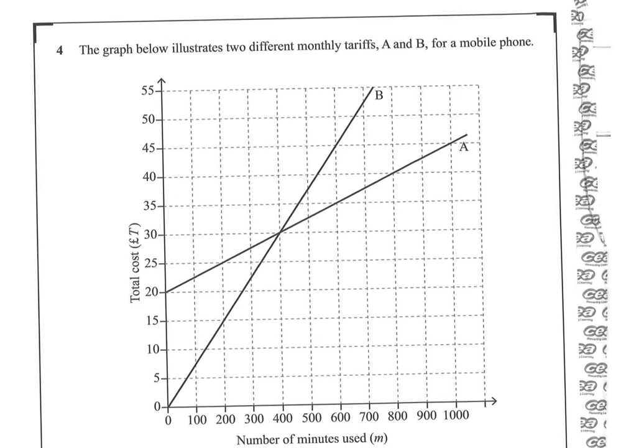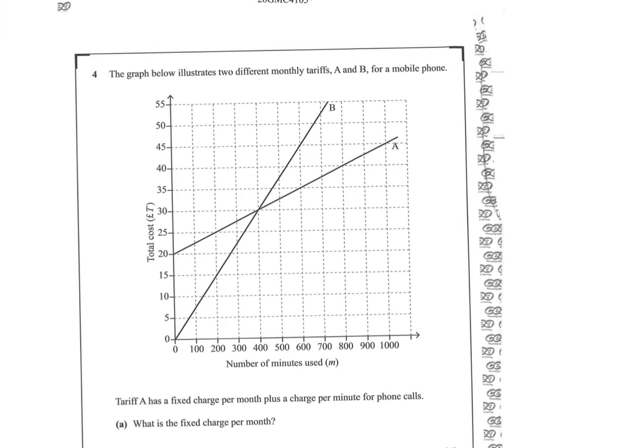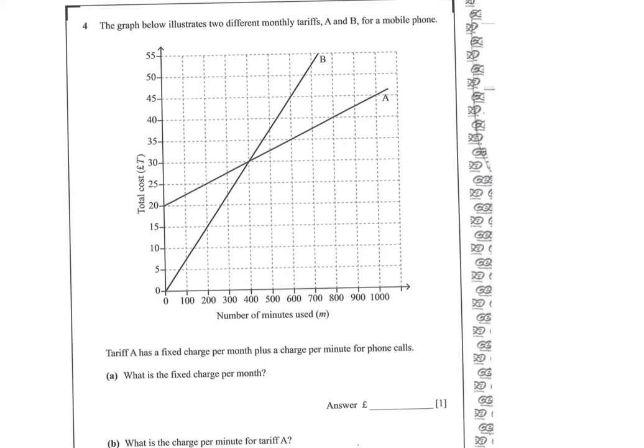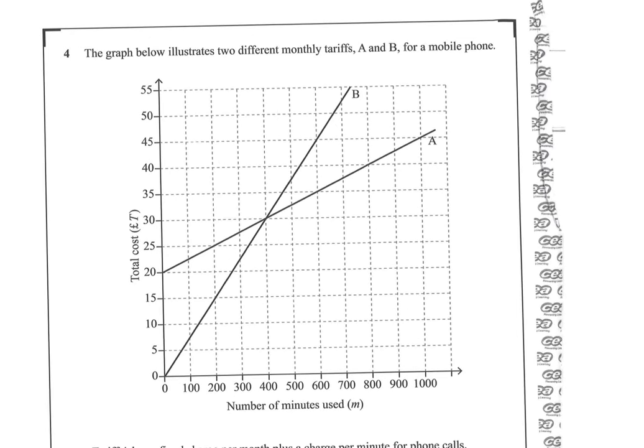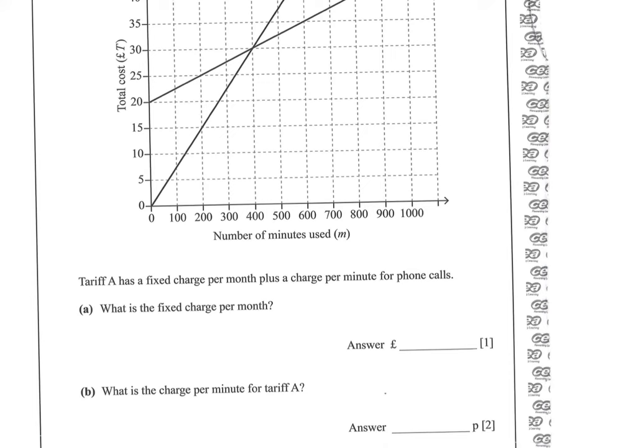Okay, next question says the graph below illustrates two different monthly tariffs, A and B, for a mobile phone. Tariff A has a fixed charge per month plus a charge per minute for phone calls. What is the fixed charge per month? So tariff A, so this one here, if you imagine you don't use the phone at all, don't talk to anybody for any minutes at all, you still pay £20. So that means that's a fixed charge that you have to pay, and then any minutes you use after that, you will be charged for them as well. So £20 is the fixed charge.